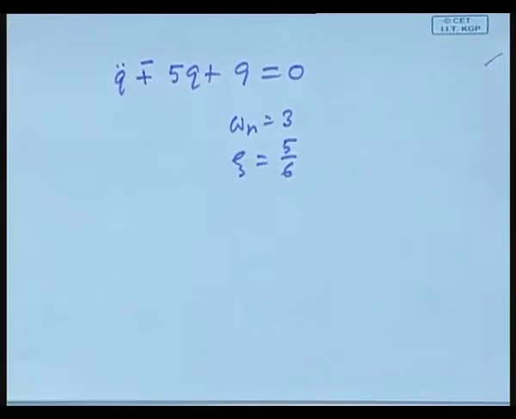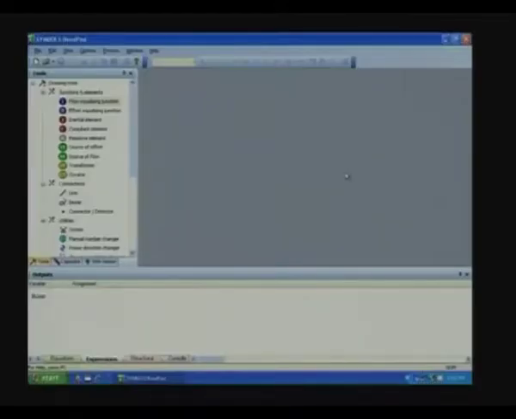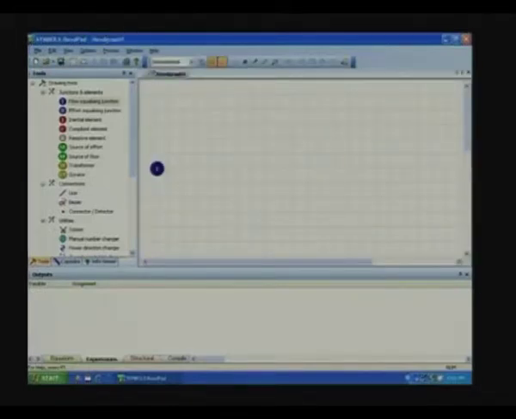Let us take a second order system and we will do it by bond graph. What is a good second order system? Can you show the computer please? Yes. So, what is a good second order system?